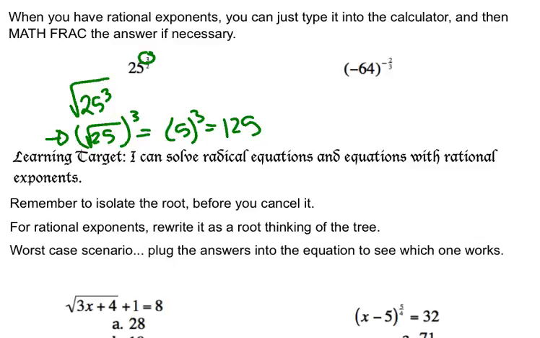Now, if we look at this next one, it says negative 64 raised to the negative 2/3 power. So, first thing you should do is take care of that negative exponent. Remember to take care of a negative exponent. It doesn't change the value, but it does change its location. It doesn't change the positive and negative value. It changes the location of our value. So it's going to now go into the denominator.